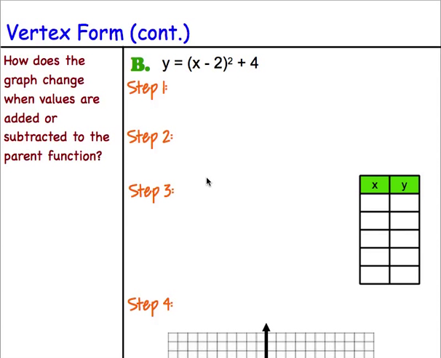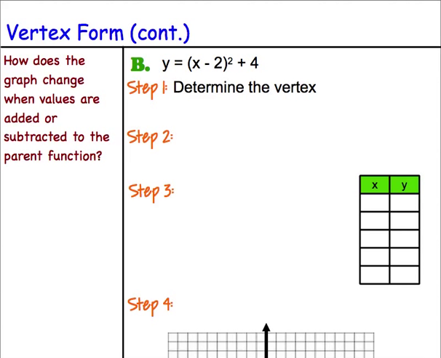What we're going to do now is take a look at how, if we change the parent function into that vertex form, how it's going to look when we graph it and how it will change the look of the graph. So the first thing we have to do with y equals the quantity x minus 2 squared plus 4 is we need to determine the vertex.